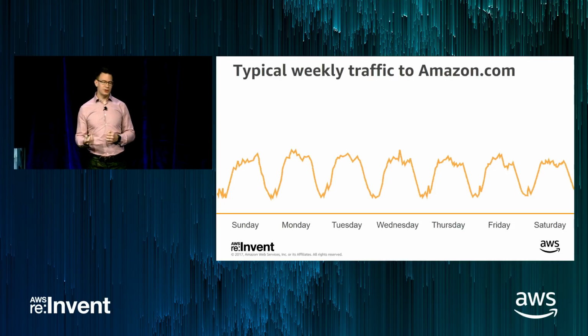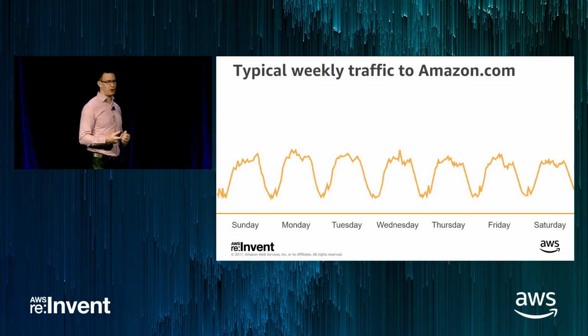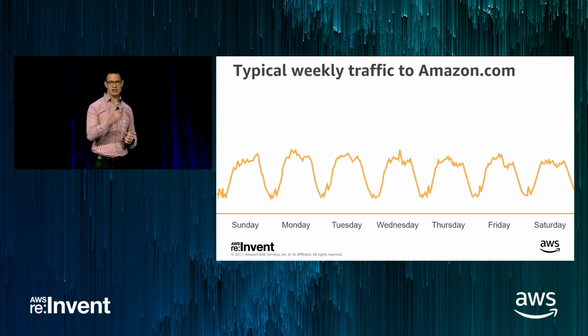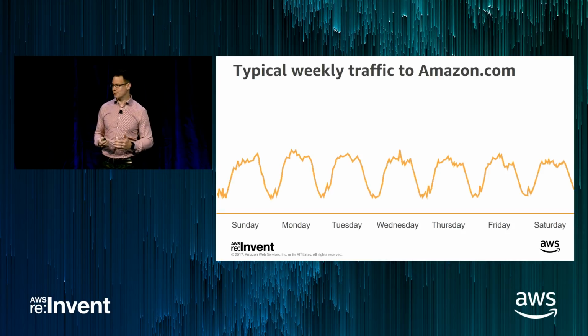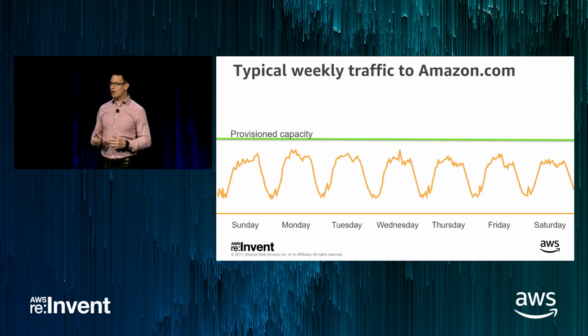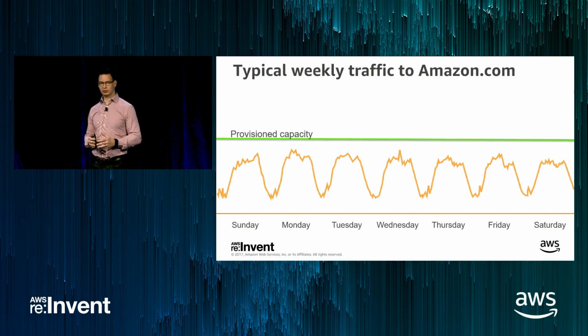So this is a typical weekly traffic at Amazon.com. You see it peaking during the day, dropping down in the evening. Hopefully people are taking a bit of a break at night, going to sleep. Now, if we were going to provision capacity to support that, we'd want to have a margin of safety above that. You might argue that this is actually quite a conservative margin of safety. We might have even had double capacity in the old days.